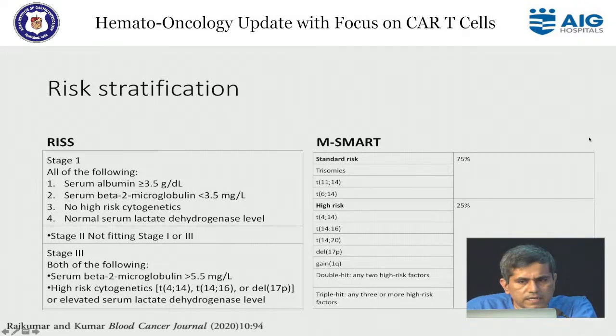Nowadays, a very commonly used staging system is mSMART, that is the Mayo Stratification for Myeloma and Risk-Adapted Therapy. It divides myeloma into standard risk and high risk. Standard risk are all trisomic myelomas, translocation 11;14 and translocation 6;14, whereas high-risk myelomas are translocation 4;14, 14;16, 14;20, deletion 17p and gain of 1q. Standard risk myeloma is very common and constitutes around 75% of cases in clinical practice, and high-risk myeloma constitutes about 25% of the total cases.